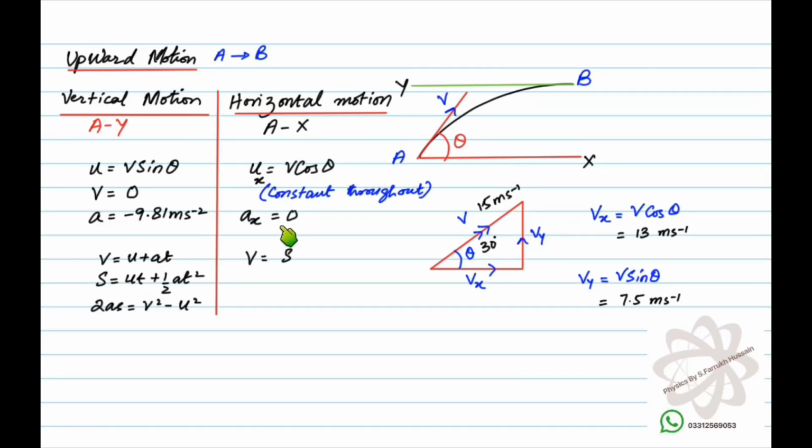Acceleration horizontal is 0, and you cannot use any of these equations for the calculation involving horizontal motion. So we can just use the equation of speed is equal to distance upon time, which is the constant speed equation.